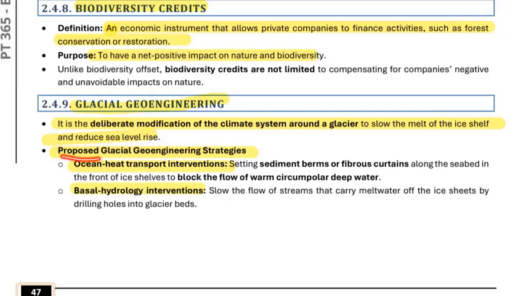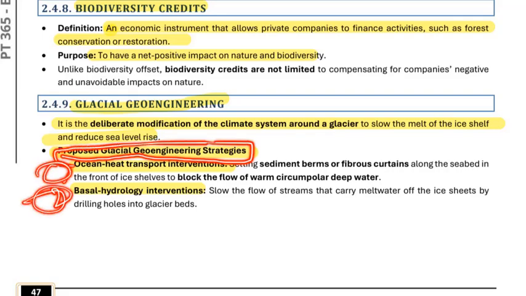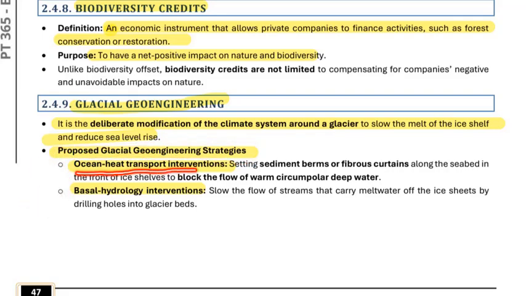How will it be done? So proposed glacial geoengineering strategies, there are two strategies mentioned here. First is ocean heat transport intervention. Second is basal hydrology intervention. What is this ocean heat transport intervention? This is setting sediment berms or fibrous curtains along the seabed in the front of ice shelves to block the flow of warm circumpolar deep water.